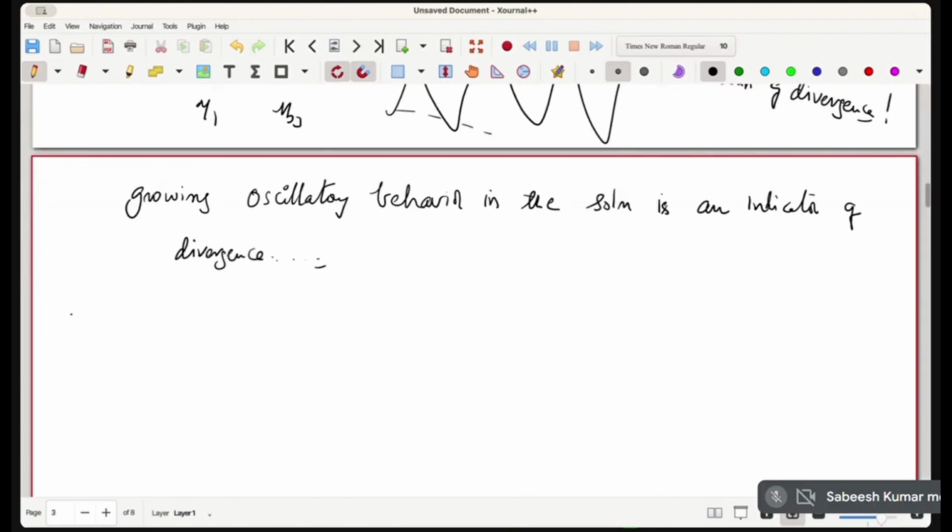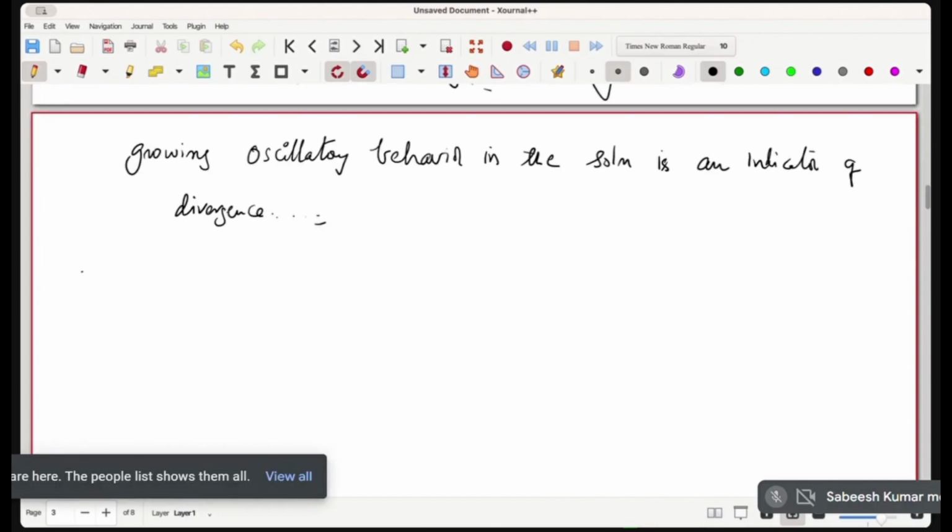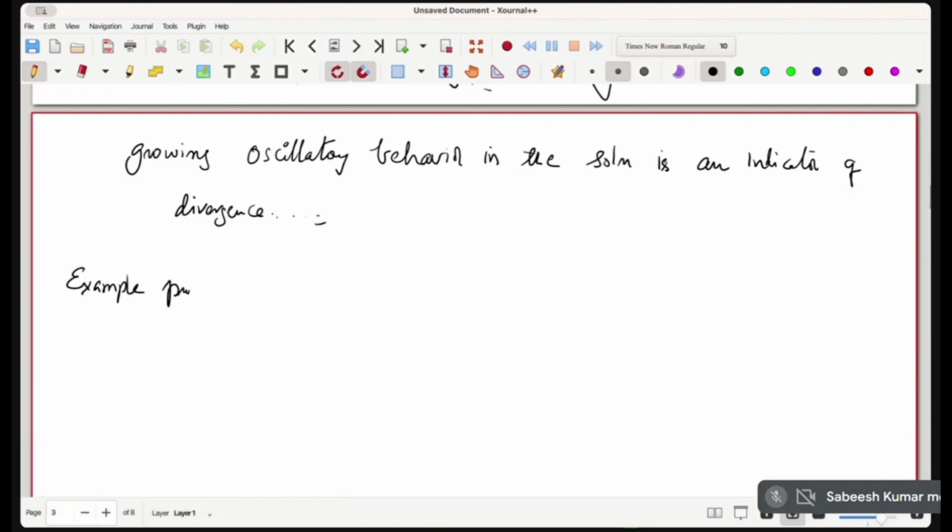So ideally, we should be able to write a code and do this, but I'm just going to give you an idea here, so you can go back and write the code. Let us take an example problem for the explicit Euler method.